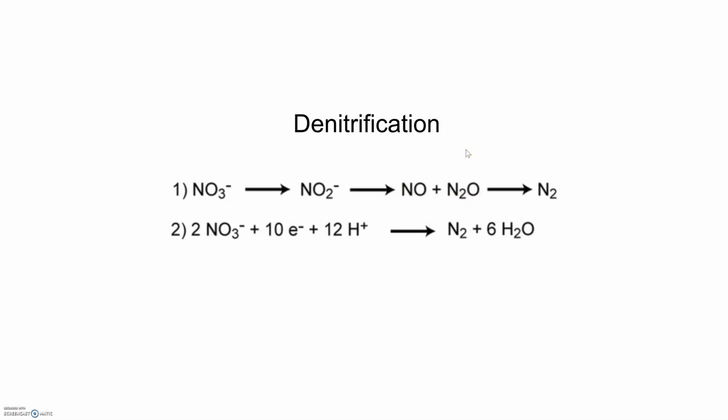All right, first of all, denitrification actually occurs in two different ways, both involving denitrifying bacteria. But the first way, we start off with a single nitrate molecule, and that is transformed into a single nitrite molecule by the denitrifying bacteria, and then that becomes NO plus N2O, and then that becomes dinitrogen, and that goes back up into the atmosphere from the soil. The second way is by having 2 nitrate, 10 electrons, and 12 hydrogen. These are then transformed into a dinitrogen, and 6 water molecules.